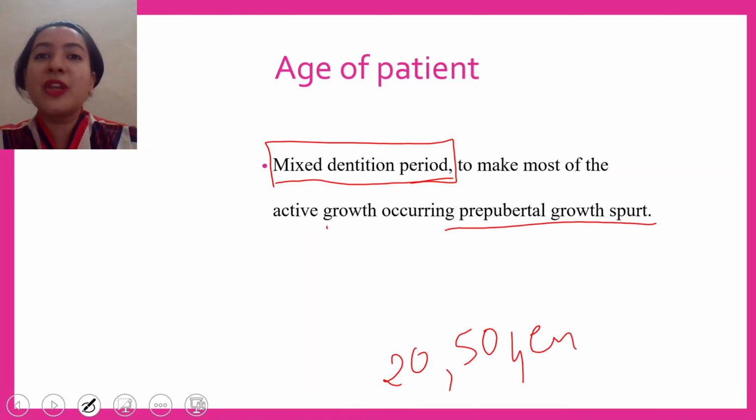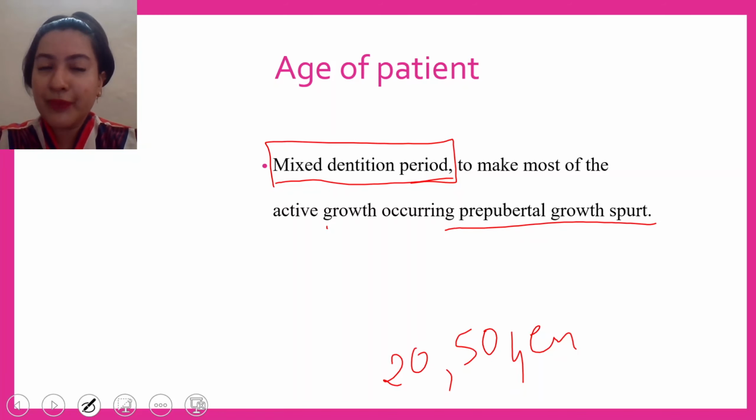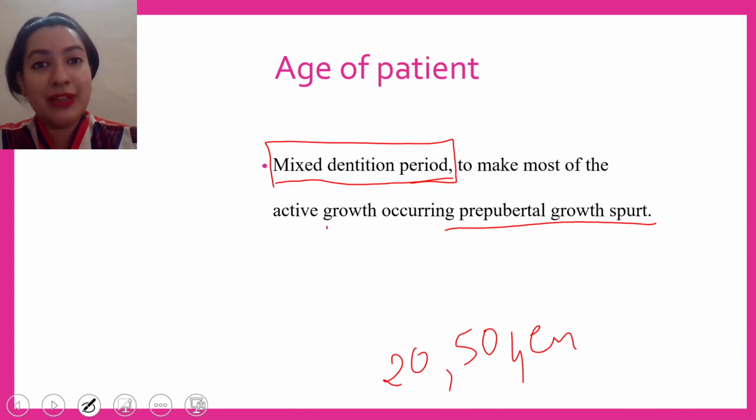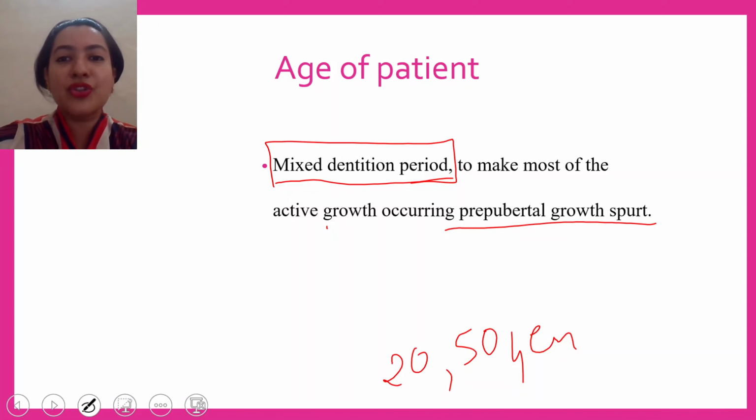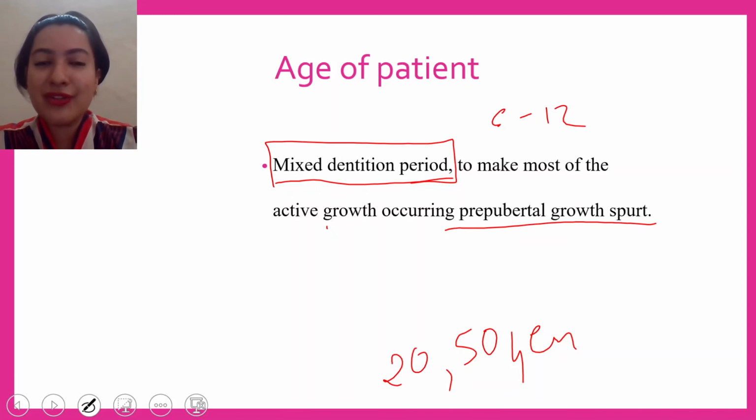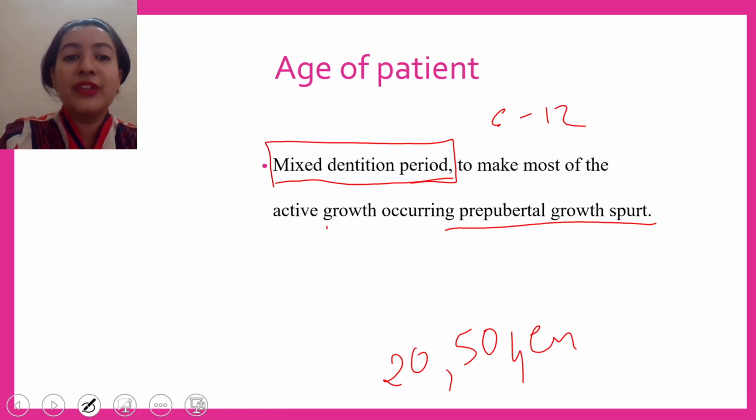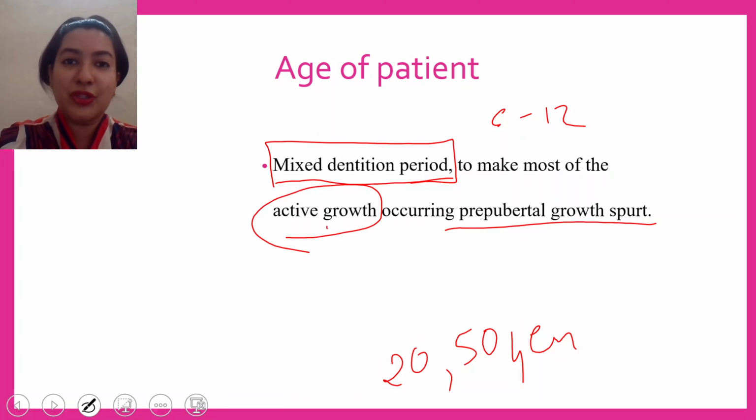Okay, so before the patient hits puberty, there is pre-pubertal growth spurt, which is seen in mixed dentition period. That is between what age group? 6 to 12 years of age. Okay, so mixed dentition starts from 6 years, lasts up to 12 years. So that is the ideal treatment time for orthopedic appliances. Orthopedic treatment should be done during the mixed dentition period so that we can make use of the active growth which is occurring in the patient.